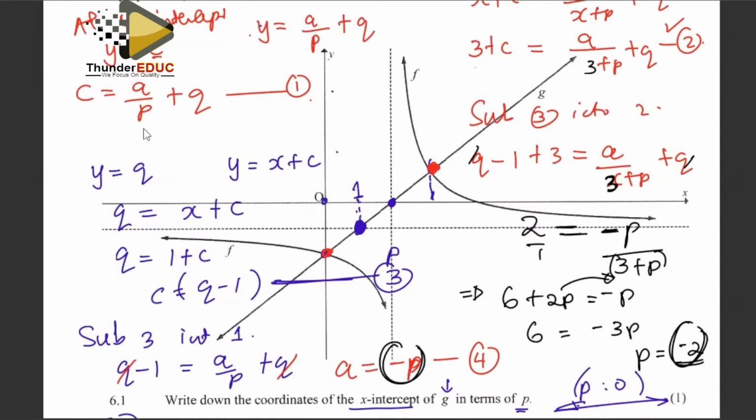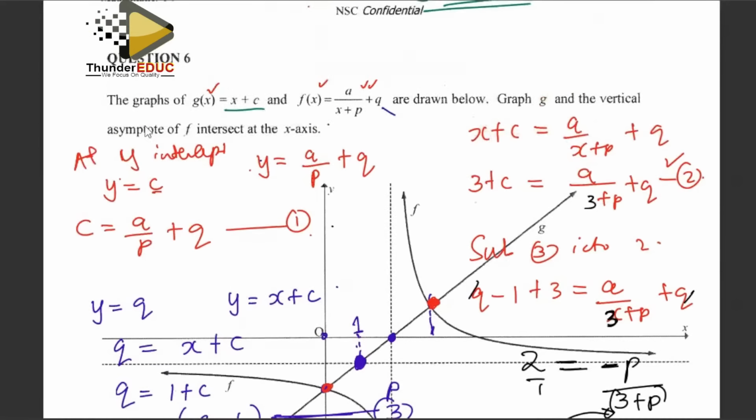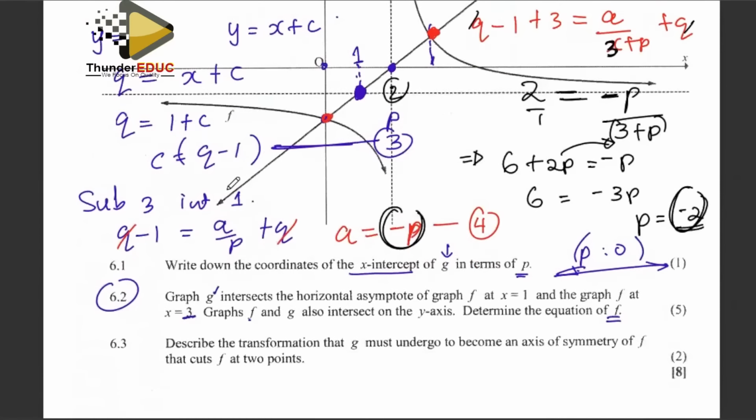So if p is negative 2 from the equation, like x minus 2, here it is a positive 2, which makes sense. Since we say that a is a negative p, it simply means a is going to be a negative and a negative, which means a is a positive 2. And then we need to find c.